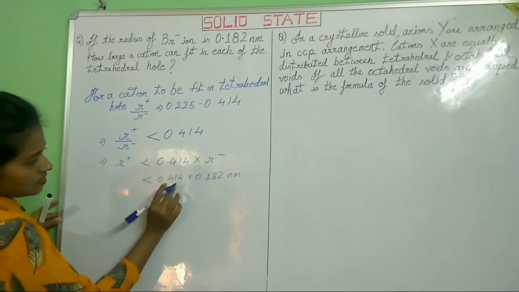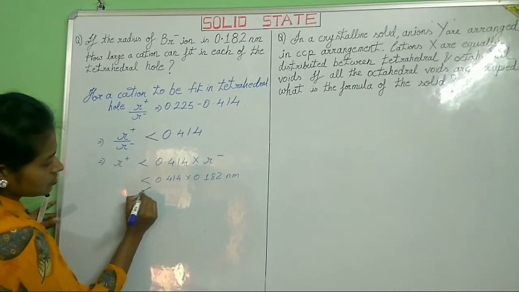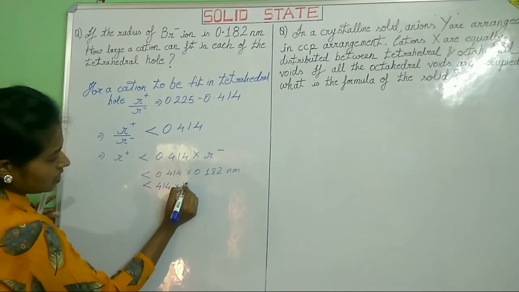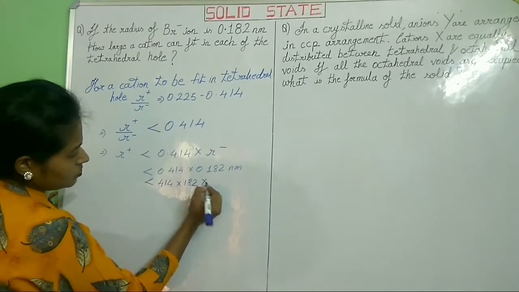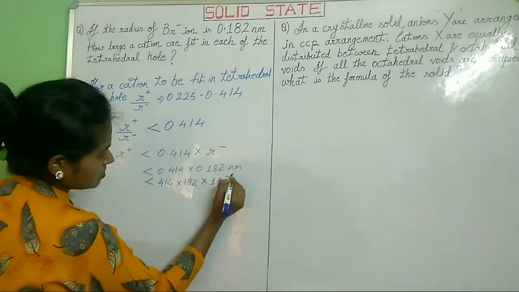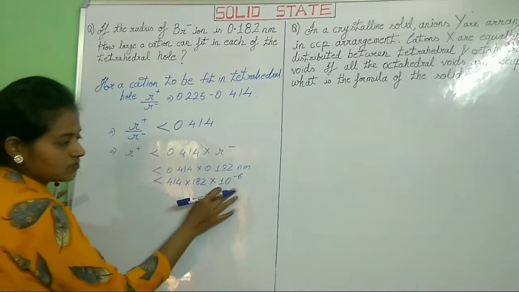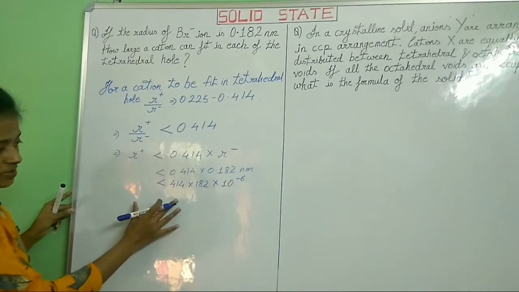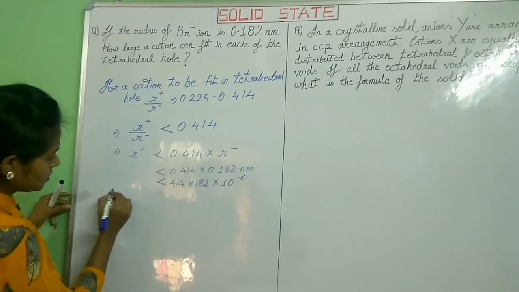Now let us remove the decimals. So how much will it get? 414 into 182 into 10 to the power minus 6. Now this looks as if it is a very big calculation, but I will break it up and make it very easy. Let's see how to do it.